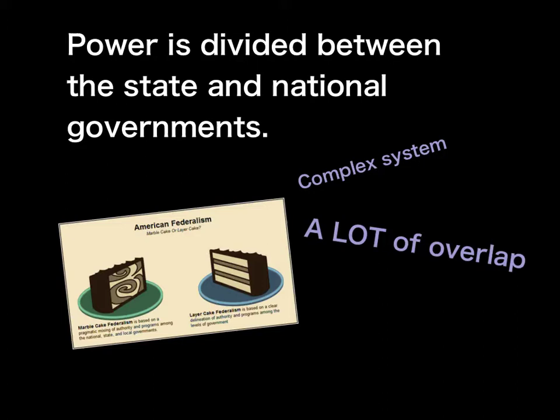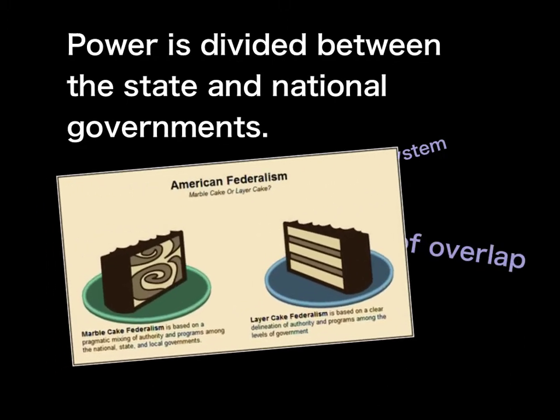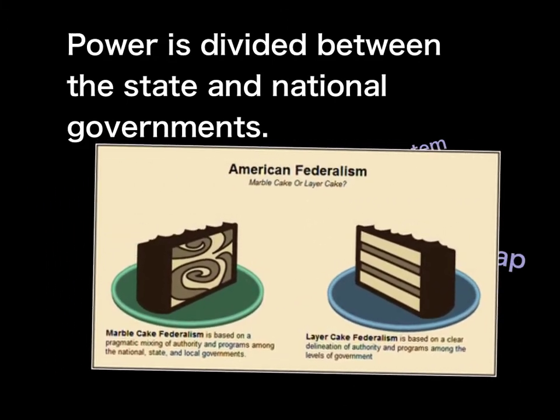But the situation is even more complicated than just having state governments and the national government. There's almost 89,000 separate governmental units in this nation, everything from a school district to a township to a county, which leads to a lot of complexity and a lot of overlap. So there's an analogy that's been put forth to understand how federalism works.